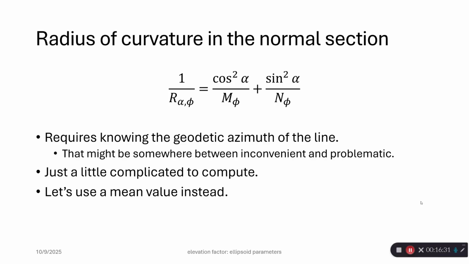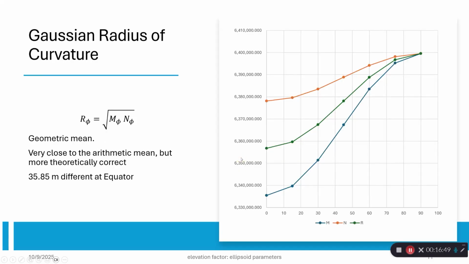So it turns out that it's going to work out just fine if we use the mean of our two radii of curvature, M and N, instead of going through all of the monkey puzzle necessary to calculate the radius of curvature in the normal section. There's more than one kind of mean, and the one that matches our theory the best is called the Gaussian radius of curvature. It is a geometric mean as opposed to an arithmetic mean. It's the product of M and N, and that quantity square rooted. So it's going to have the correct units. M times N both have meters, so the product is meters squared. Then we take the square root and we end up back with meters.